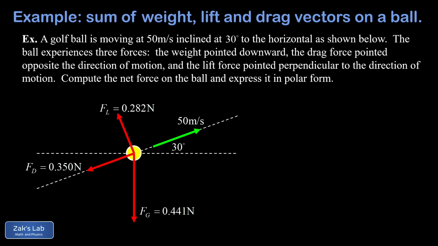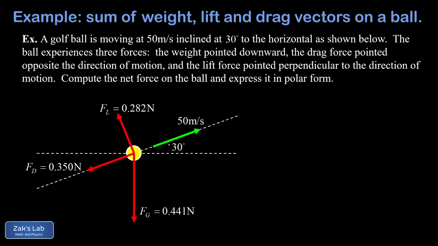And the goal here is to get the net force, in other words, the vector sum of all these forces, and then express that in polar form, in other words, with a magnitude and an angle. So the basic strategy for vector addition is just to break all the vectors into horizontal and vertical components, find the net x component, the net y component, and then put those back together into polar form.